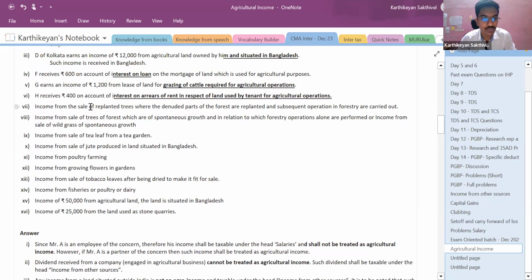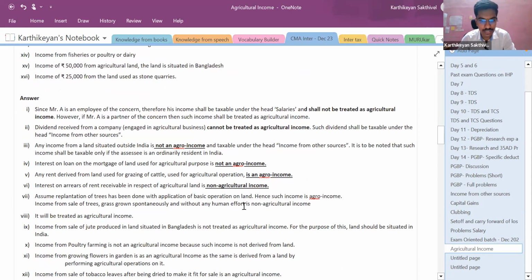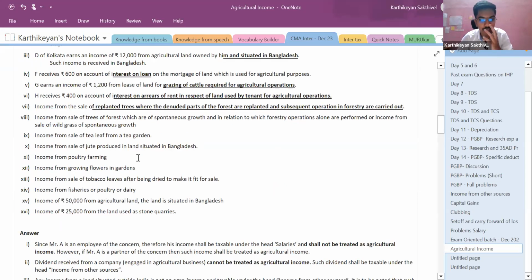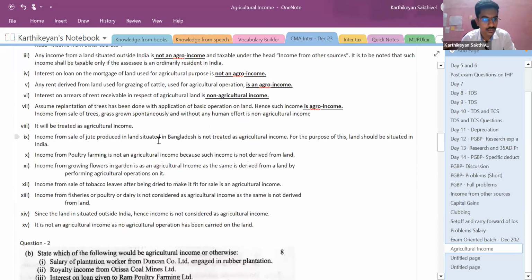Income from sale of replanted trees where the denuded parts are replanted and subsequent operation is carried out. Basically, I'm carrying on basic and subsequent operation. If I'm carrying on both the basic and subsequent operation, it is an agricultural income. Next, income from sale of trees which are of spontaneous growth. So I am not carrying on any basic or subsequent operation, right?